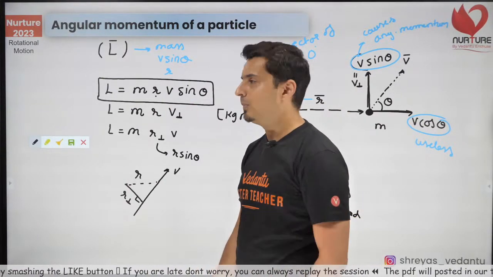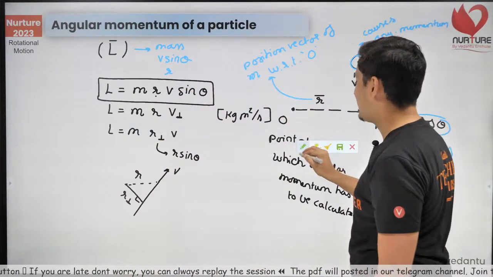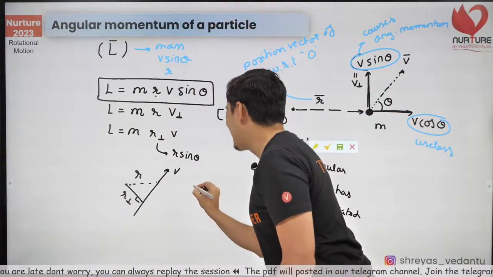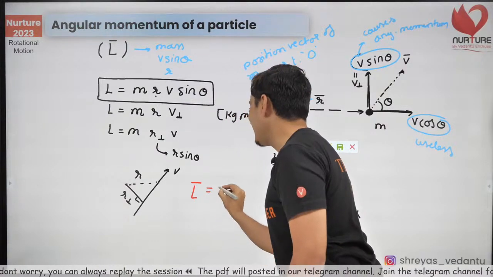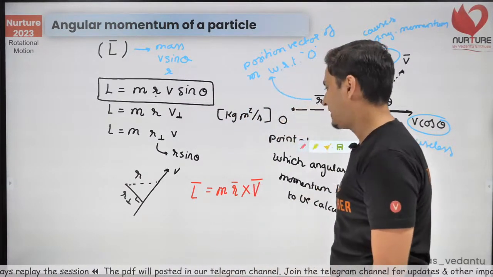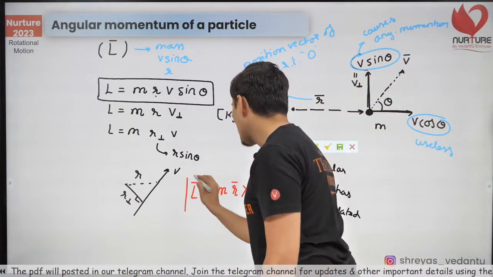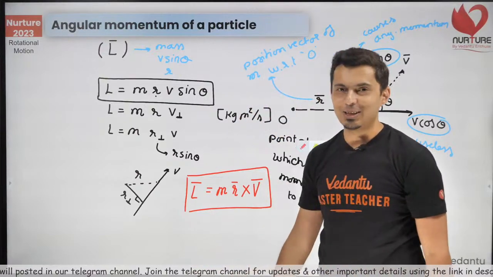But in vector form, this formula will change. You have to just add a few symbols. And what is the symbol that you'll add? The angular momentum vector is m r cross product with velocity, r cross v. So this is the actual vector formula of angular momentum.